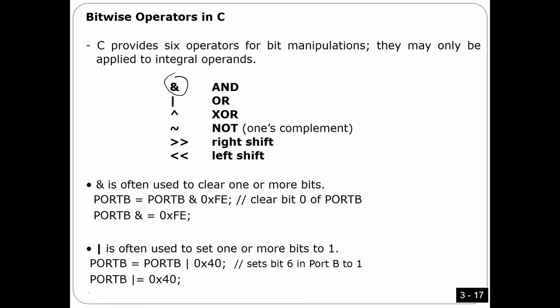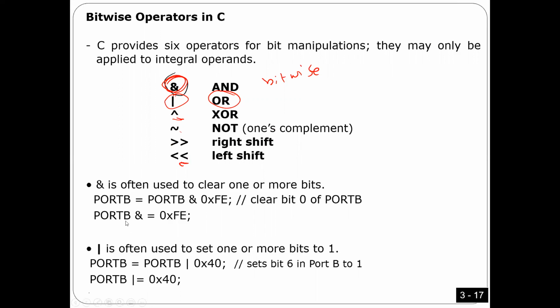So the first operator is this one, the ampersand here, okay? This operator is going to do bitwise, or bit by bit, logic AND, and this operator is for OR, okay? This operator is for XOR, this operator is for NOT. I'm gonna give you examples now. This operator is for right shift, and this one is for left shift, okay?